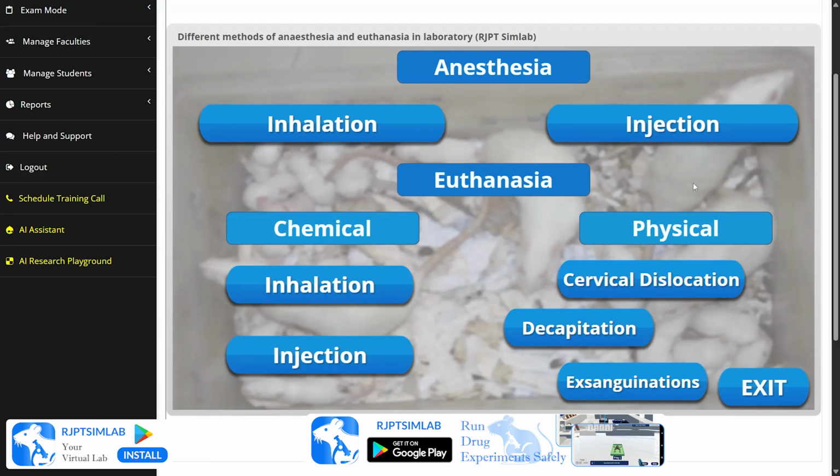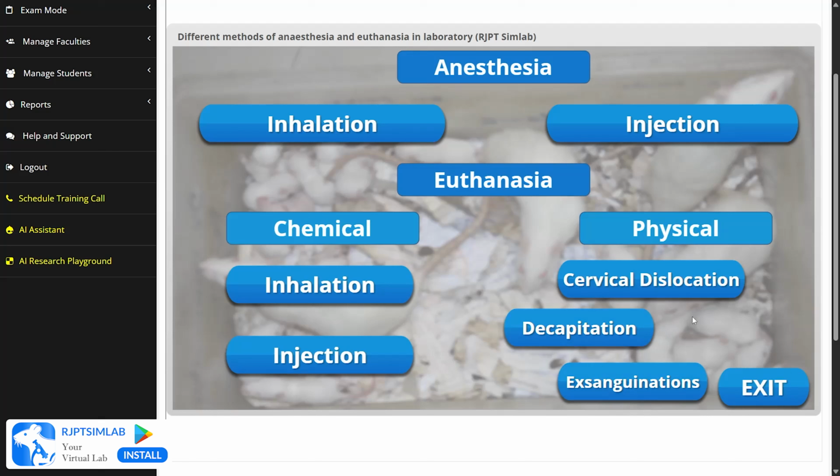Now let's see the physical methods of euthanasia. It contains three processes. The first is cervical dislocation, the second is decapitation, and the third is exsanguination. Now let's see the cervical dislocation.